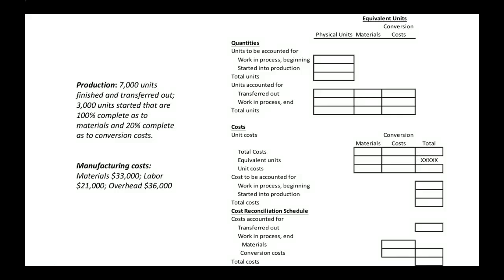So this is a production cost report, right? We have all of the important information over on the left. Now we need to just start filling things in. The first thing that it tells us under production is 7,000 units finished and transferred out. So we're going to be working up in just the quantities section right now. And if you see transferred out, well, they want the number of units. So we can put 7,000 units there under transferred out.